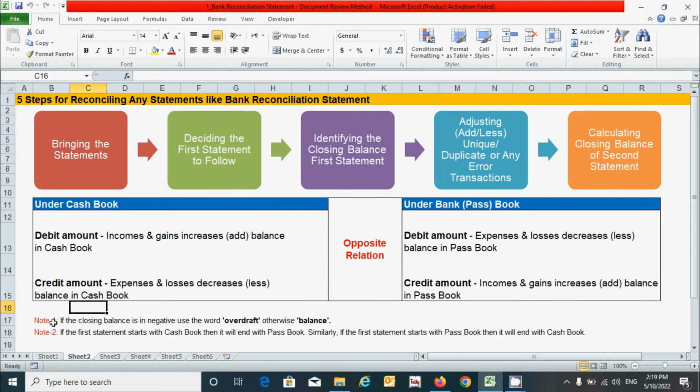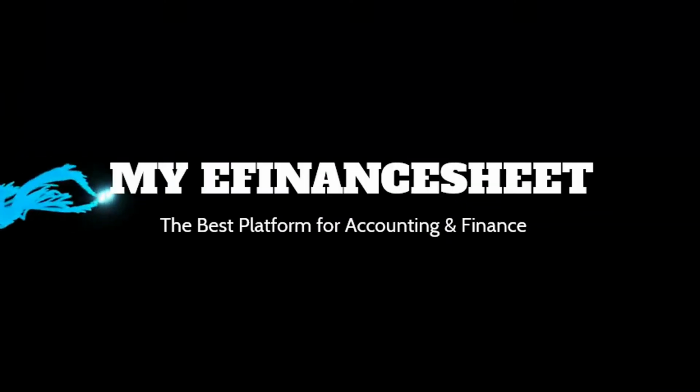Now we also have some additional notes, that is this one. In this note you can see that if the closing balance is negative, use the word overdraft, otherwise balance. Similarly, the second note is if the first statement starts with the cash book, then we will end with the passbook. Similarly, if the first statement starts with the passbook, then we will end with the cash book. Alright, now let's start to prepare the bank reconciliation statement based on the current understanding, that is this concept.